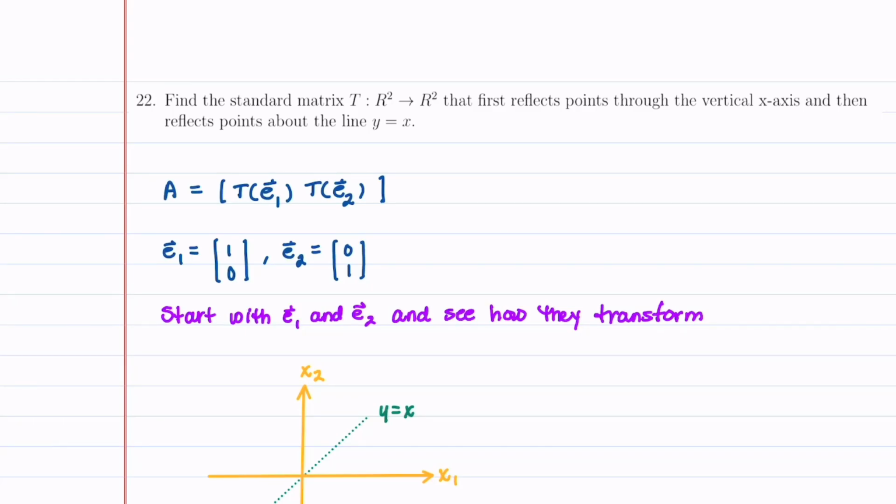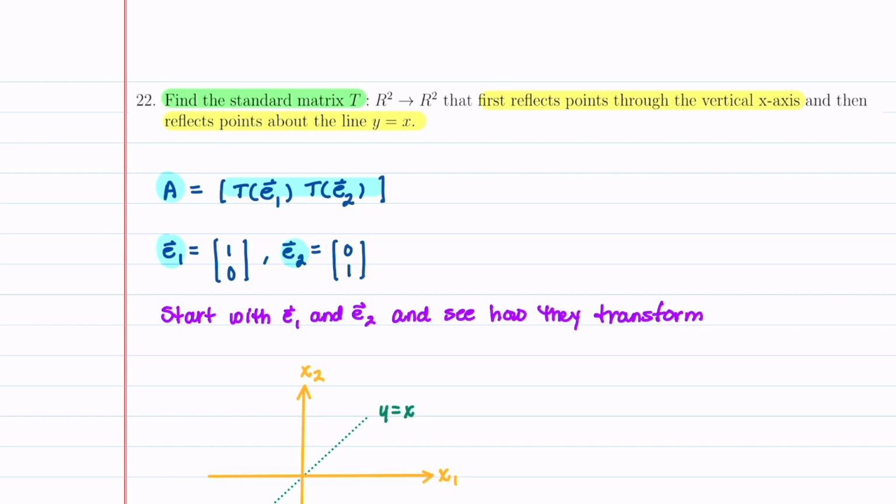In this problem, we're asked to find the standard matrix T from R2 to R2 that first reflects points through the vertical x-axis and then reflects points about the line y is equal to x. To begin, we want to remind ourselves that the standard matrix of T is our matrix A, and it's equal to the transformation of E1 and the transformation of E2. Our E1 is 1, 0, and our E2 is 0, 1.